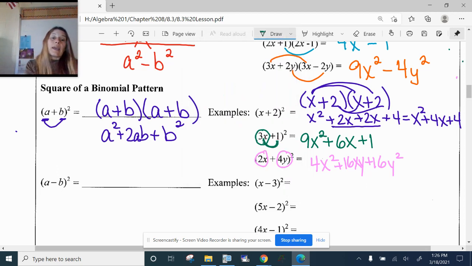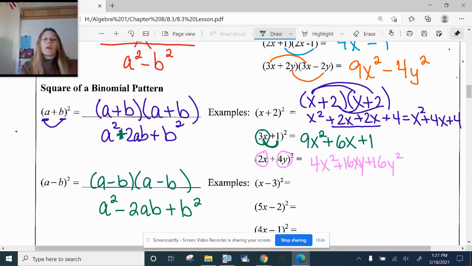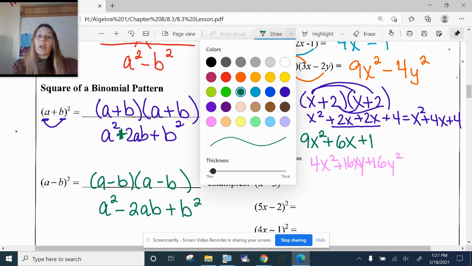Now this one is a minus b. So this is really like a minus b times a minus b. So the only thing that changes here is that this addition sign will become a subtraction sign. So this would be a squared minus 2ab plus b squared. The last term would still be positive because a negative times negative will make that a positive. All right, so let's try using this shortcut for a couple.